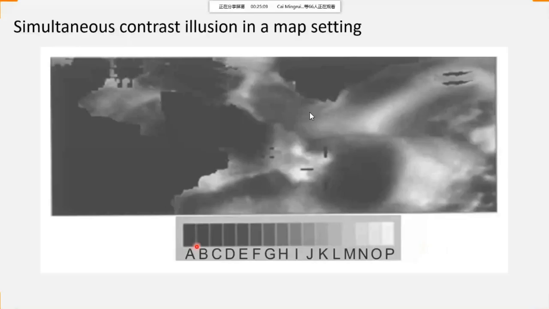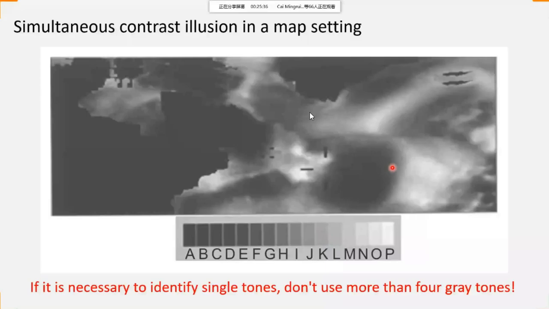So you have here from dark to nearly, but it's not black, let's say it's dark gray, to very bright gray, nearly white. You have here many, many different small differences, and it's impossible to use this in a visualization. So to identify single gray tones in this visualization, it's impossible. So if it is necessary to identify single tones, you should never use more than just four gray tones. So keep that in mind.